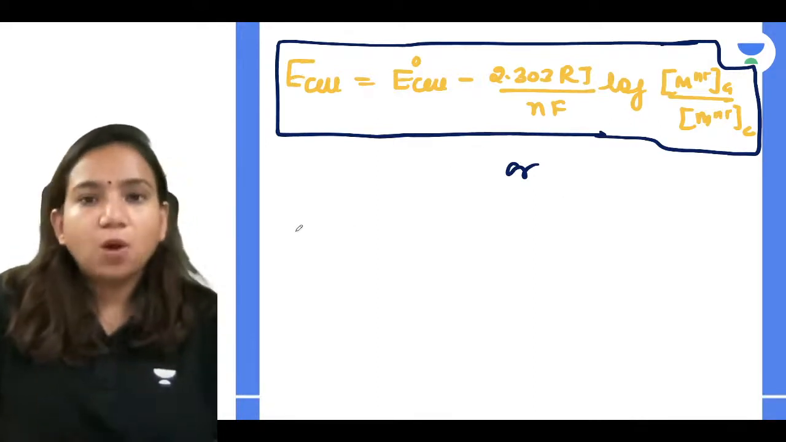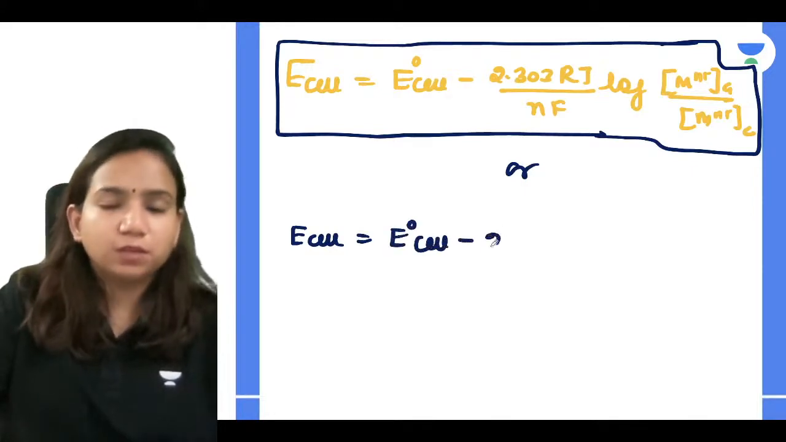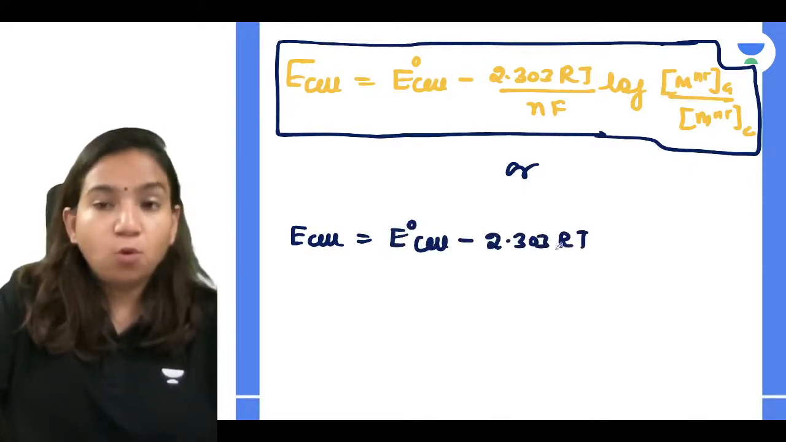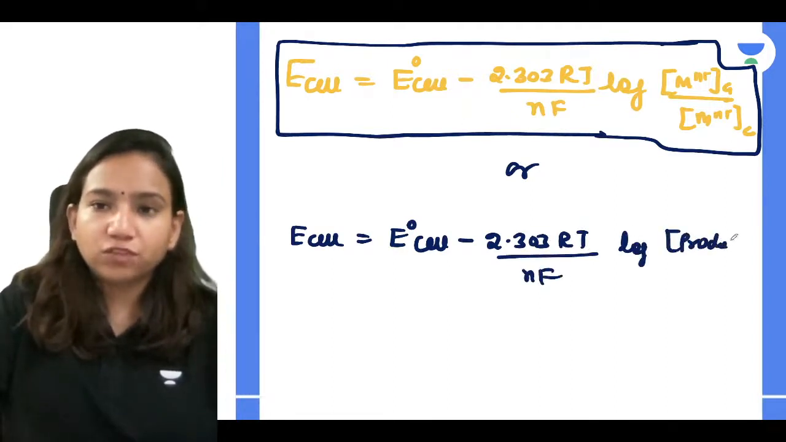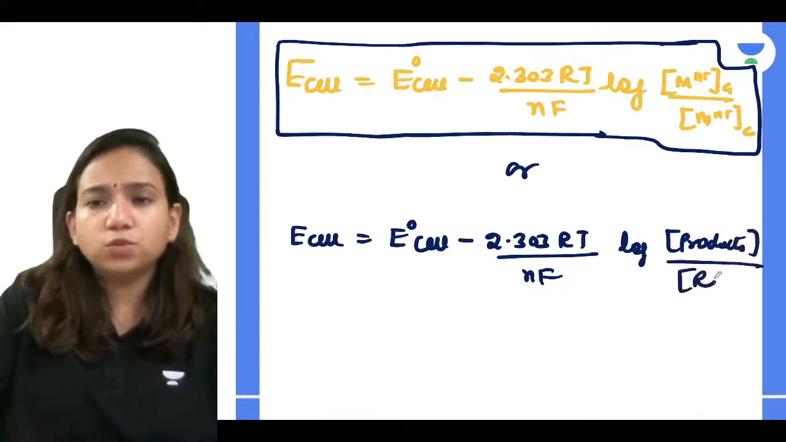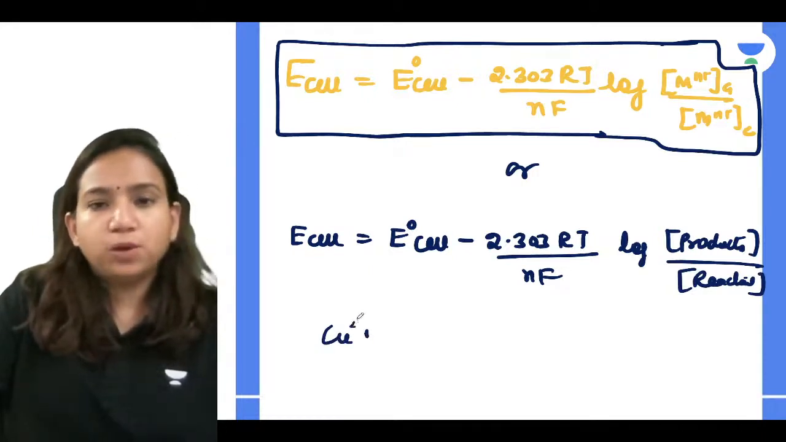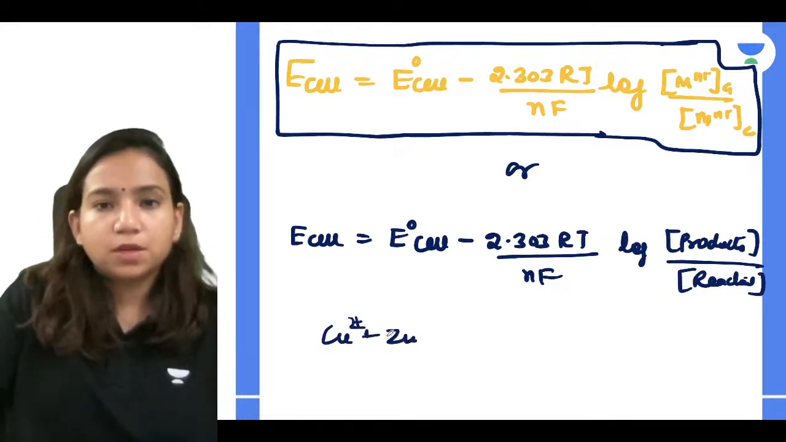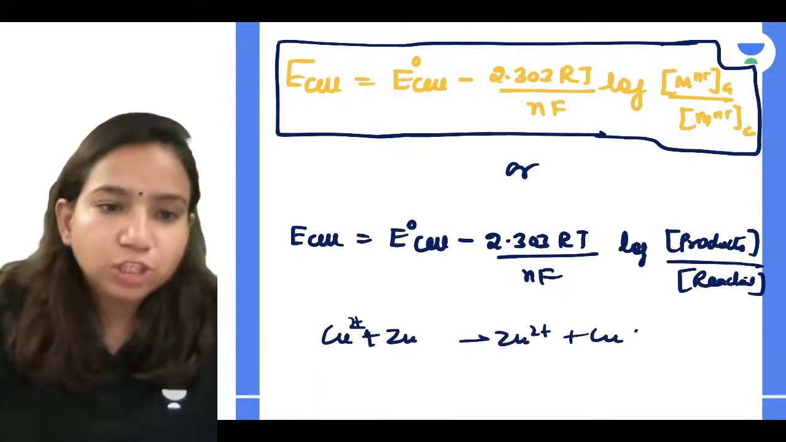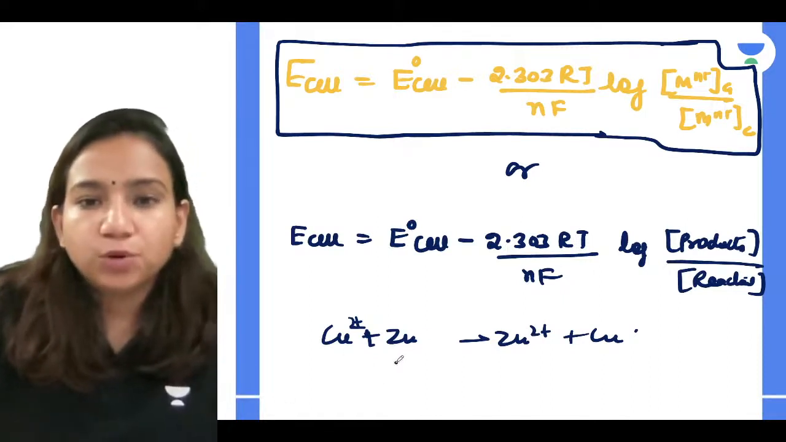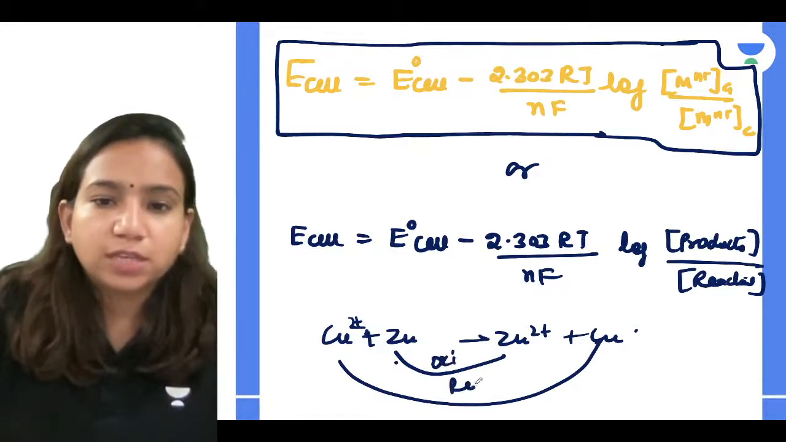Now the correct equation we can write is E cell is equal to E naught cell. The above is also correct, but the more correct one is log concentration of products divided by concentration of reactants. In most of the questions, suppose you have copper 2 plus and zinc, you get Zn2 plus and copper. Now if you write concentration of products, zinc is getting oxidized and copper is getting reduced. So this is undergoing oxidation, this is getting reduction.